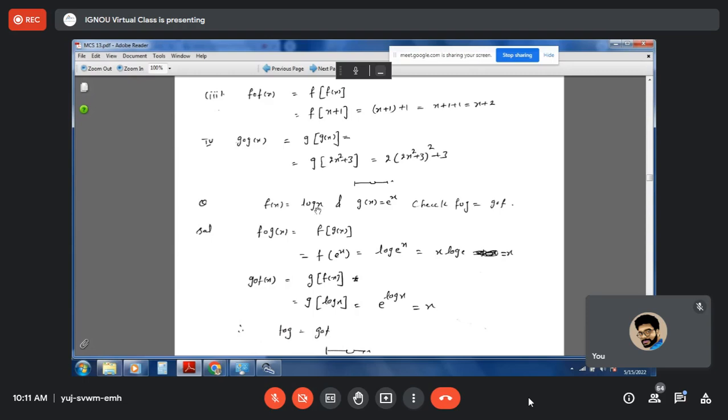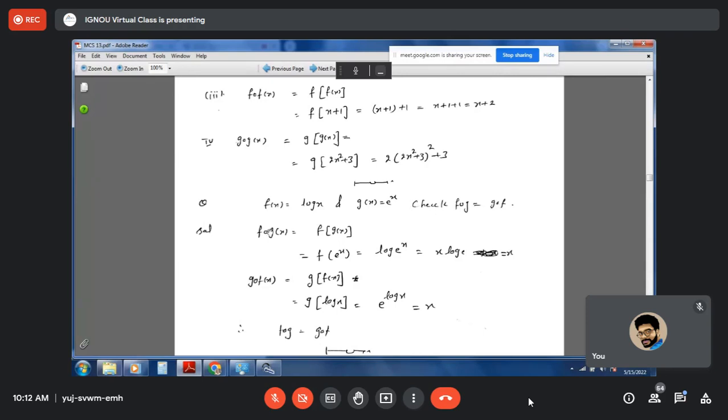F of x is equal to log x. From this, you will learn some new concept. And g of x is equal to e raised to the power x. Sometimes the question is to check F composition G is equal to G composition F, or someone reads it as fog is equal to gof. Many students may read it in this way. No problem.